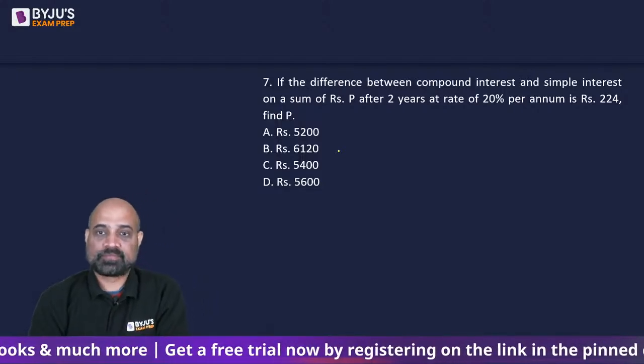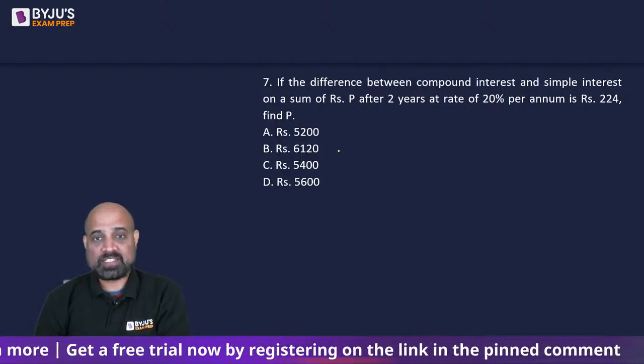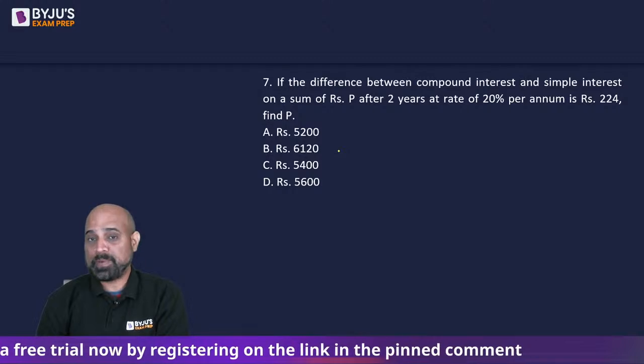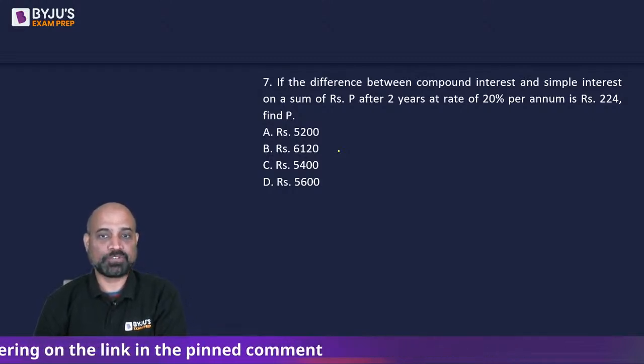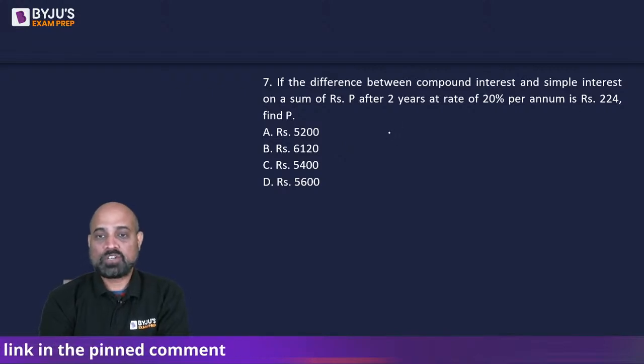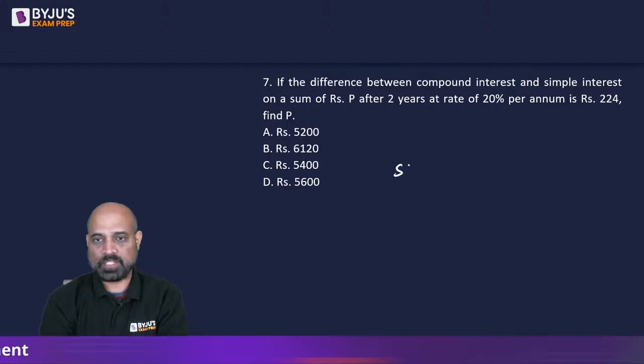Next question. If the difference between compound interest and simple interest on a sum of rupees P after 2 years at the rate of 20% per annum is rupees 224, we need to find P. So we have got simple interest and compound interest. Let me write a little below, simple interest and compound interest.